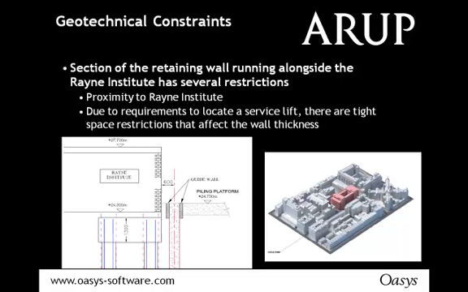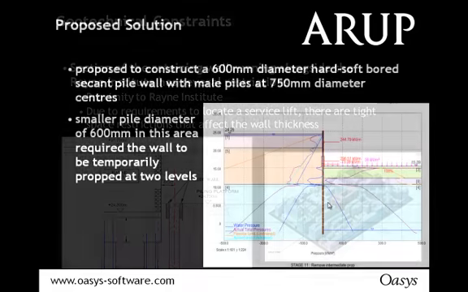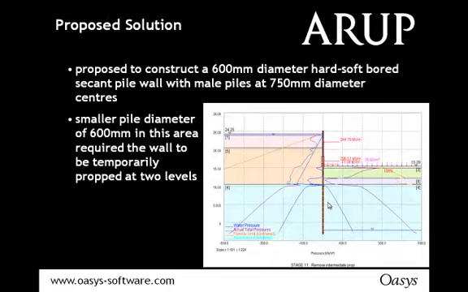But also there were requirements to locate a service lift there, and there were tight space restrictions that went on to affect the wall thickness. So as you can see, it was a very interesting problem. And for this problem, in order not to undermine the basement of the adjacent Rayne Institute building, it was proposed that the capping beam over the section of wall be raised above the new lower ground floor basement level.